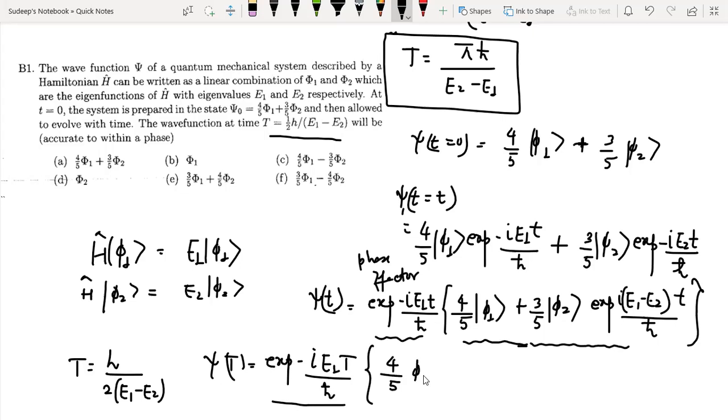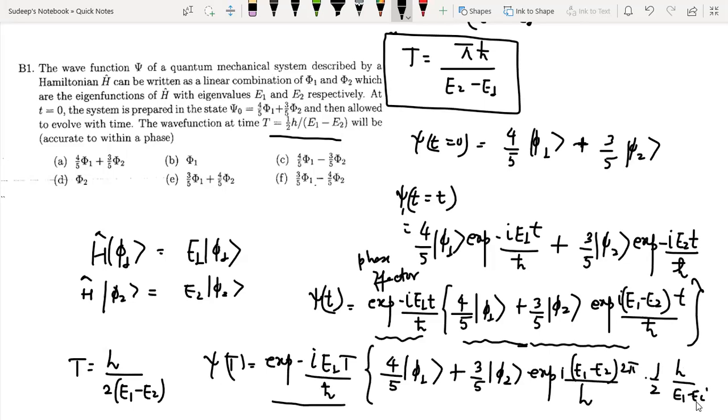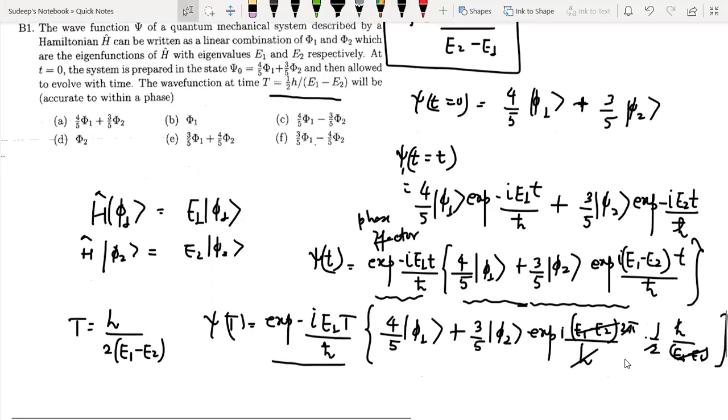So this is 4 by 5 phi 1 and then plus 3 by 5 phi 2, and then you have this exponential iota E1 minus E2 t upon h cut ket. Place this particular factor: exponential iota E1 minus E2. What is h cut? H cut is simply h upon 2 pi. So 2 pi comes here. And what is t? T is simply 1 upon 2 h upon E1 minus E2. So this cancels out, h cancels out, and you are only left with the exponential iota pi.